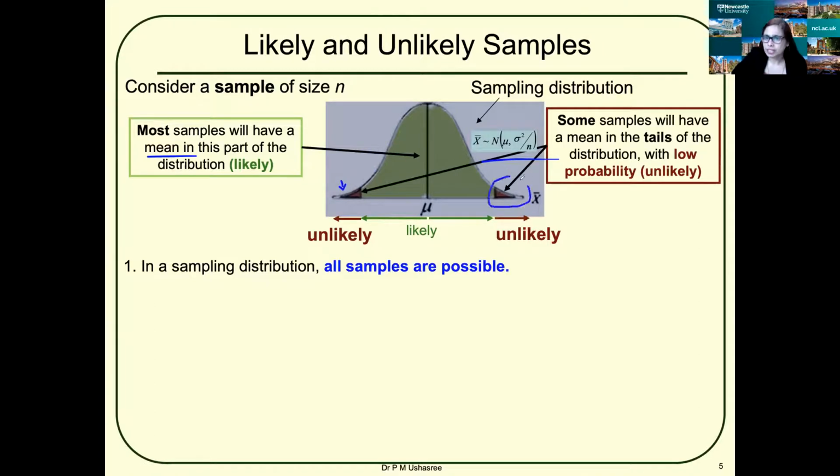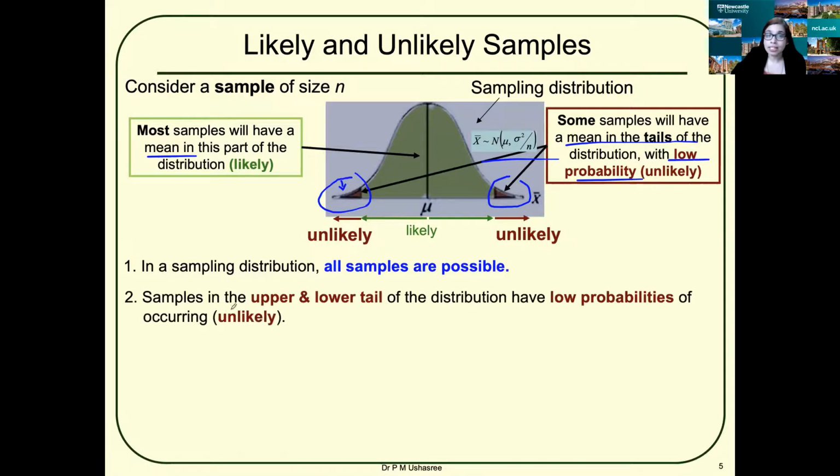Some of you will get full mark, 100 out of 100. So some samples will have a mean in the tails of the distribution with low probability. Happening of this in this region, in the red region, is very unlikely, or the possibility is that it could happen with a low probability. So we can say that samples in the upper and the lower tail of the distribution will have low probability of occurring. It is highly unlikely that the sample mean will occur in this red region.